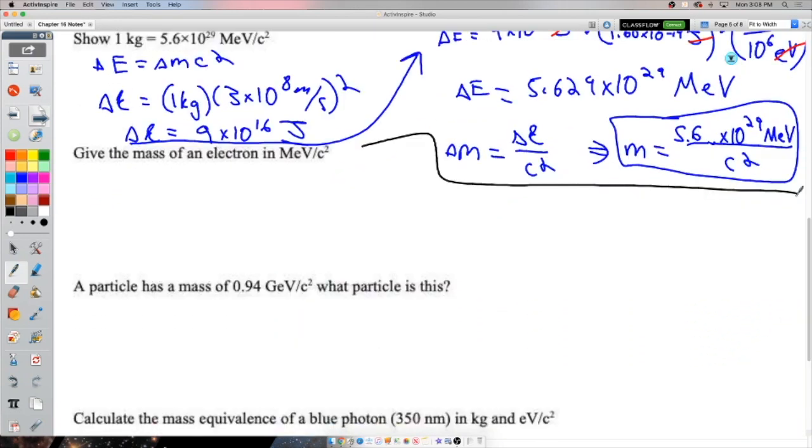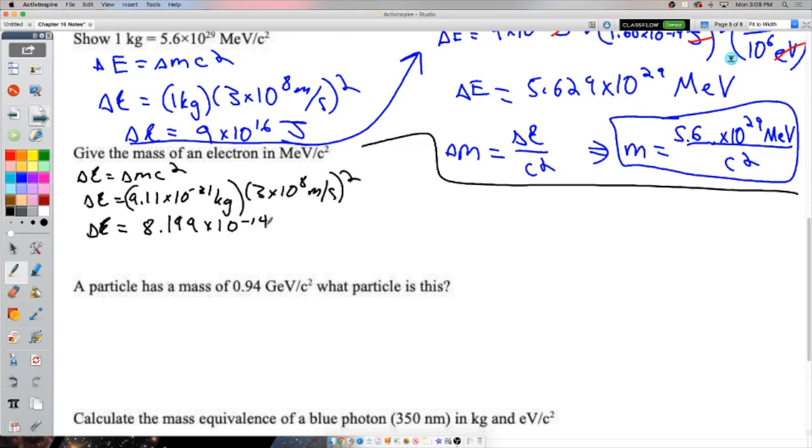Give the mass of an electron in mega electron volts per c squared. So first we need to find its energy equivalence. In other words, if the mass of an electron were entirely converted to energy, how much energy would you have? Okay, so you would have that much energy in joules. We need it in electron volts and then eventually mega electron volts.